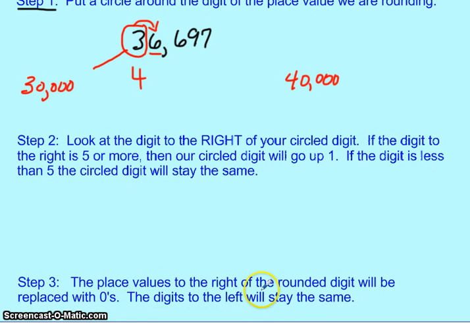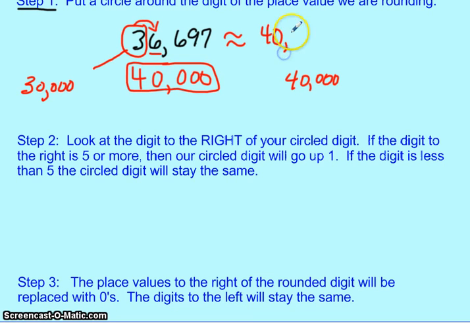Well, let's take a look at step 3. It says the place values to the right of the rounded digit will be replaced with 0. So I need a 0 for the 6 here, comma, and the 0 for that 6, and 0, and 0. So you can see that our rounded 36,697 is approximately 40,000, it is closer to 40,000 than it is 30,000. And we were doing what was closest to 10,000. The digits to the left will stay the same. Well, are there any digits to the left of this 3? No, so we don't have to worry about that in this case. Right? So I hope you got that down.